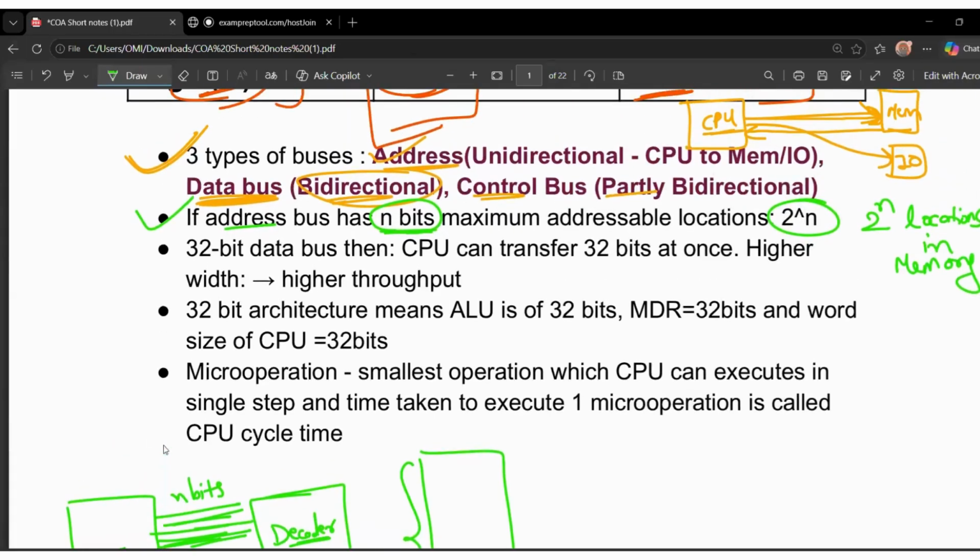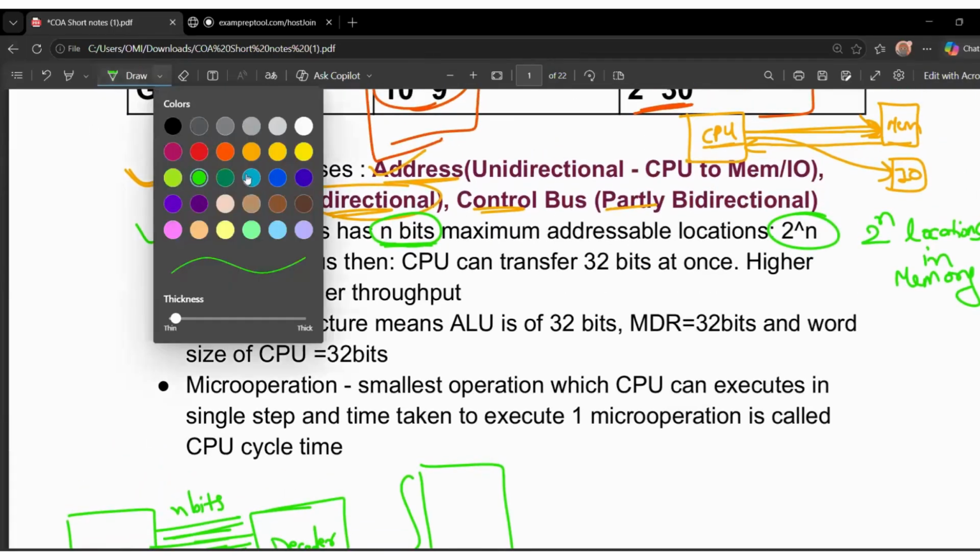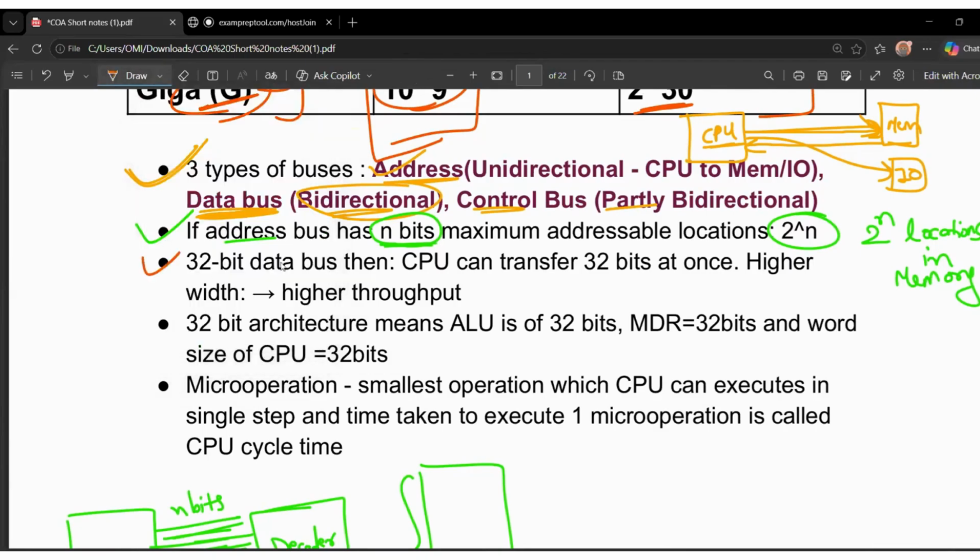Now, same thing. Let's say you have a 32-bit data bus. What does a 32-bit data bus mean? The CPU can transfer 32 bits at once. If you have higher width, then you have higher throughput. I have given an example, an 8-lane road versus a 32-lane road.